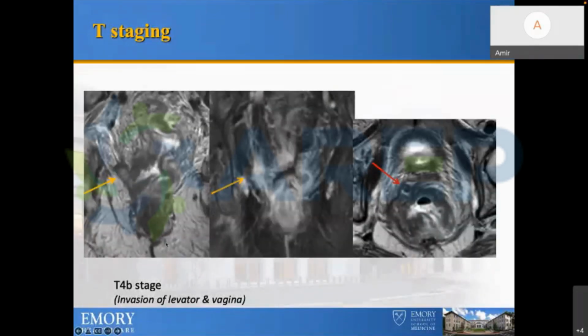How does it look if the tumor involves beyond that? So this tumor has actually involved the right-sided levator muscle, you can see here. And on the axial plane, you can see it's invading the vaginal cuff or anterior vagina. So this patient is a T4B stage. If it's involving the peritoneum, it's T4A. If it's involving the surrounding structures, it's T4B.